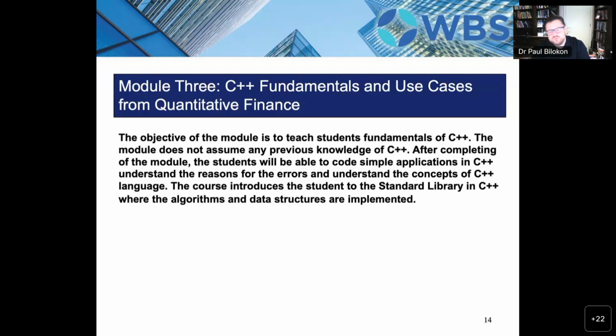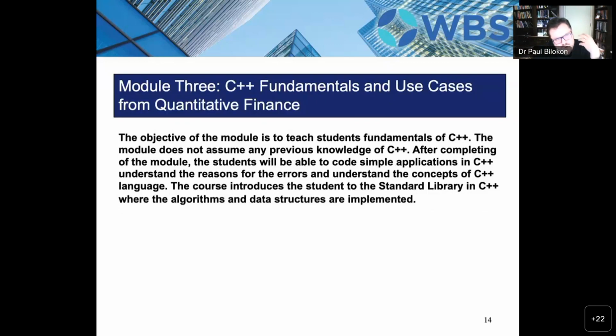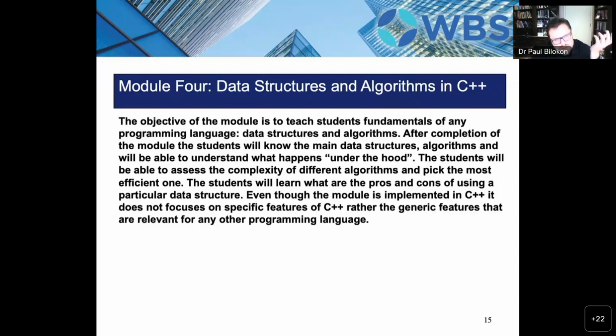But anyway, C++ takes you into the serious industry grade developer category. And data structures and algorithms in C++, this module is also taught by Ivan, and it takes things a bit further in comparison with Module 3, where you are introduced to data structures and algorithms, which are basic building blocks for serious software development.